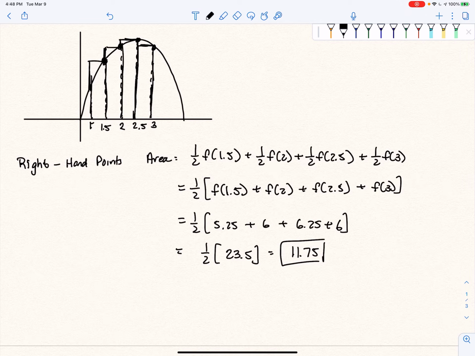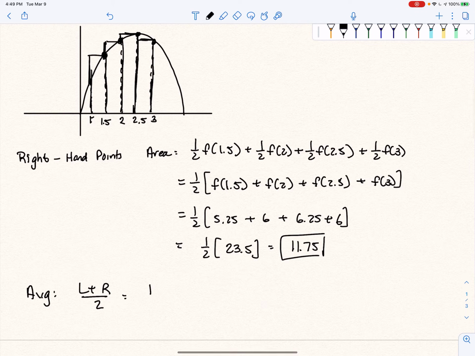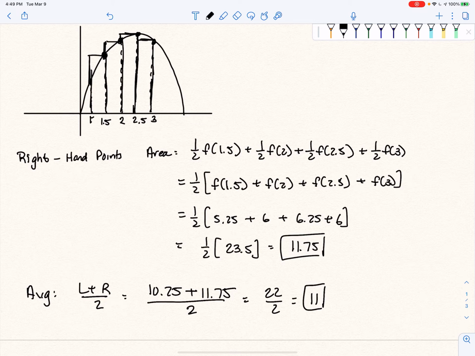right-hand endpoints is likely higher than the actual area, one other thing we can do is take the average. So I call this L plus R over 2, and let's see what that gives us. We have 10.25 plus 11.75 all over 2. Well, that looks like 22 over 2, so the average of those estimates is just 11. Interesting that we got such a nice number there. So that's probably our best guess for the area under the curve at this point anyway.